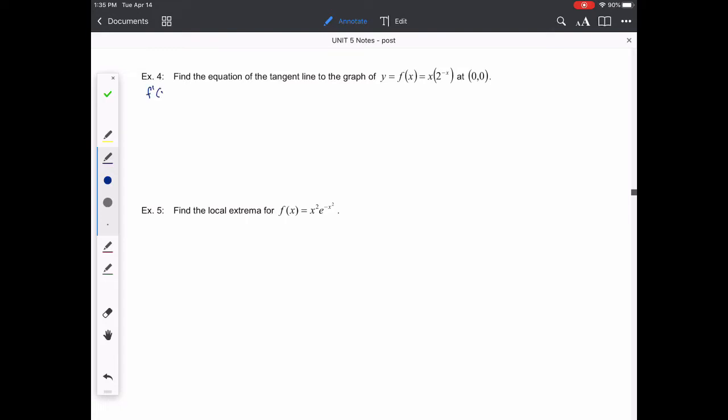We're going to have f prime of x, and that's going to be equal to the derivative of the x, which is 1, right? 1 times the 2 to the negative x. And then it's a product, so plus, I'm going to have my x times the derivative of 2 to the negative x, which is equal to times the ln of the base, right, times itself, times the derivative of the exponent, so it's going to be negative 1.